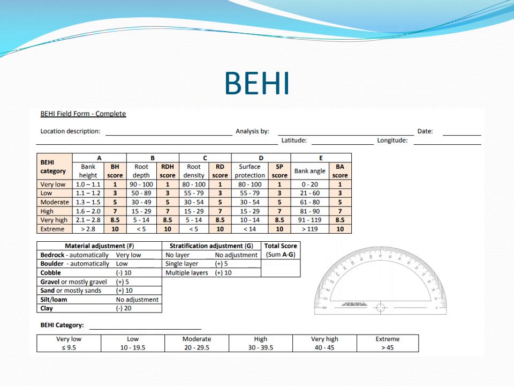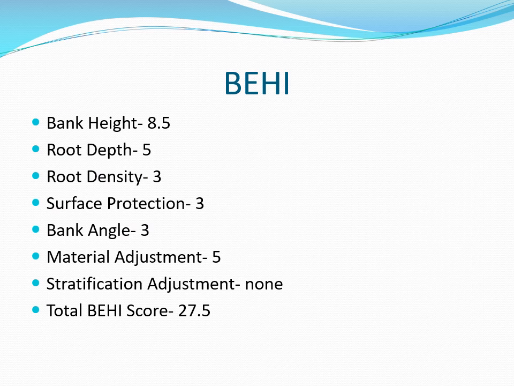This is the BEHI form that I also used to complete my watershed assessment. Once again, I just worked through the steps on this chart and was able to obtain my total score at the end, and it ended up being 27.5, which was a moderate reading for the BEHI category.